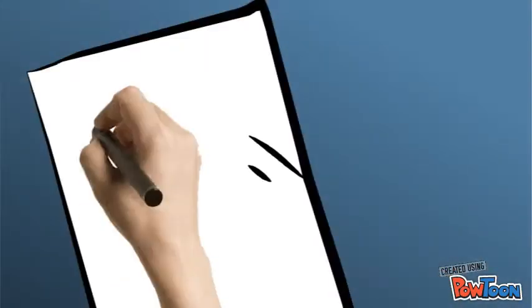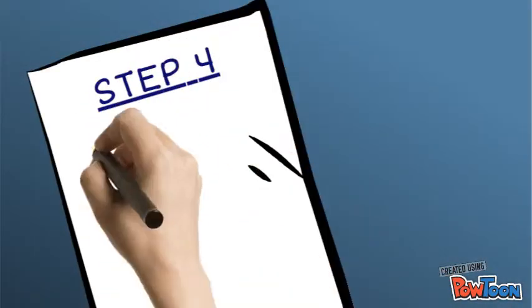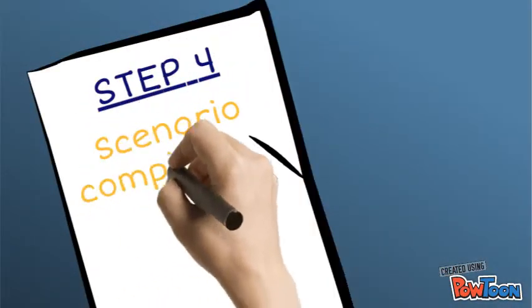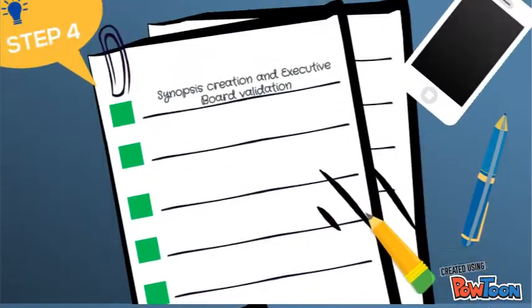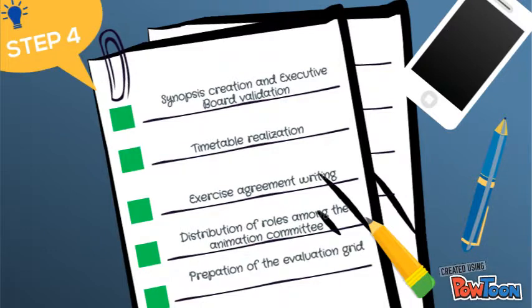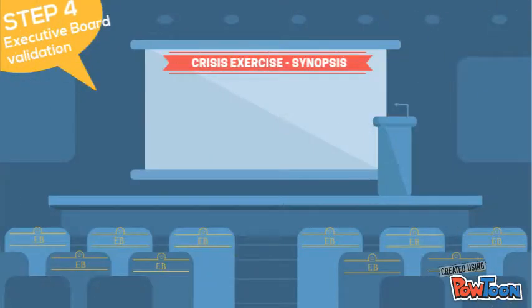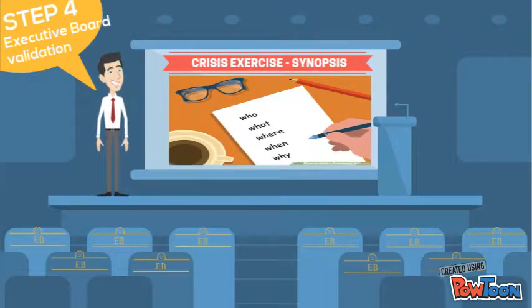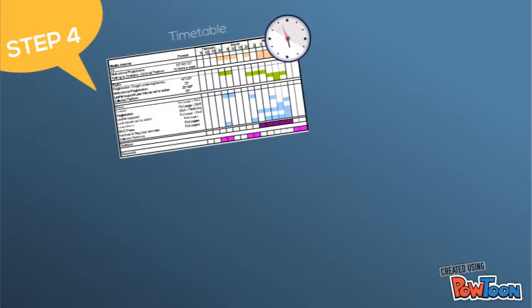Step 4. Scenario compilation. The scenario organizes the global progress of the exercise and fixes the frame of the animation. First of all, the synopsis has to be presented and approved by the executive board. Develop the chronogram, which details the progress of the exercise, taking into account necessary twists.